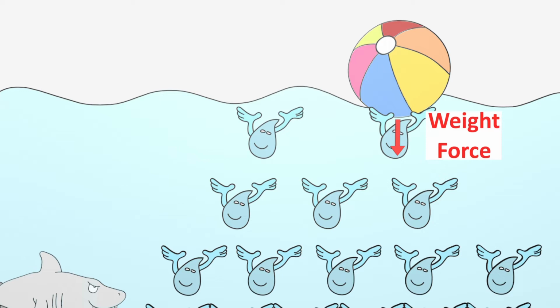The weight force is so low that the few water particles on the surface of the water press against it strongly enough for the beach ball to experience a buoyant force due to the water particles that is just as great as the weight force. So the ball can float.